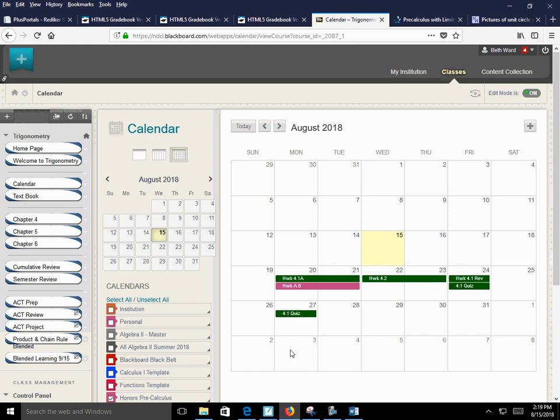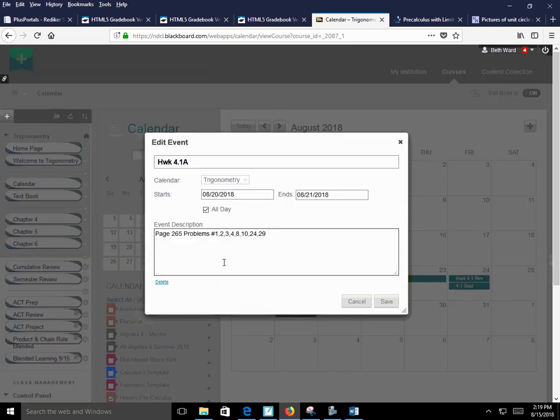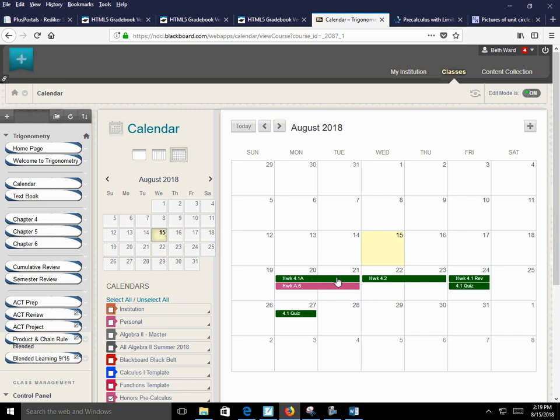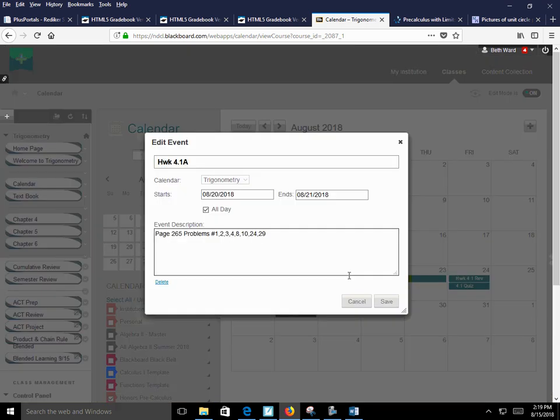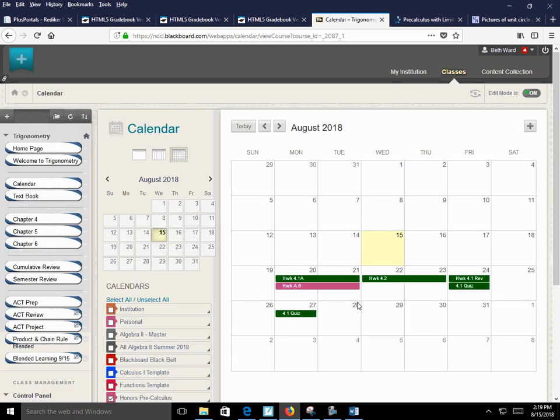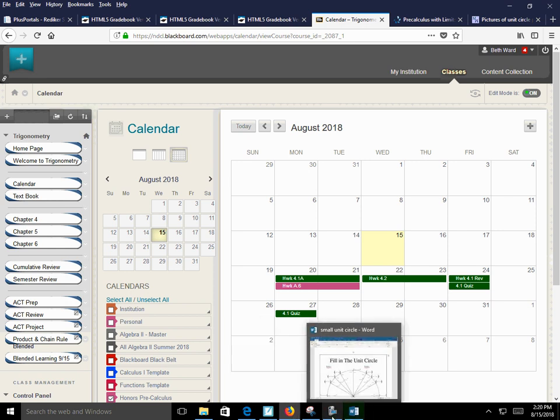Your classes will be color coded. These are my classes. Your 4.1. You're just going to have to keep track. So this 4.1 assignment was both for my blue and gold days. You will notice that this is always on the day that it is due. So this homework assignment, since we're learning it here today, will be due on the 21st. If you click on it, it'll list out the actual page number and problems that you have to do. All that information will also be in Plus Portals as well. So there are 2 places that you can find your homework if you have any problems.